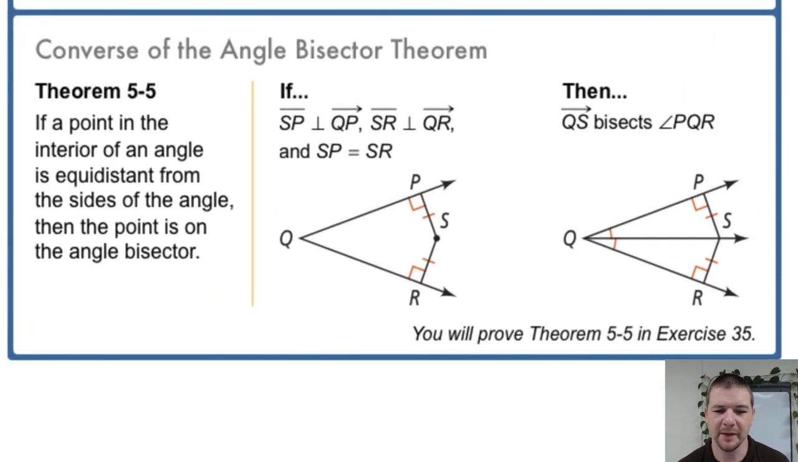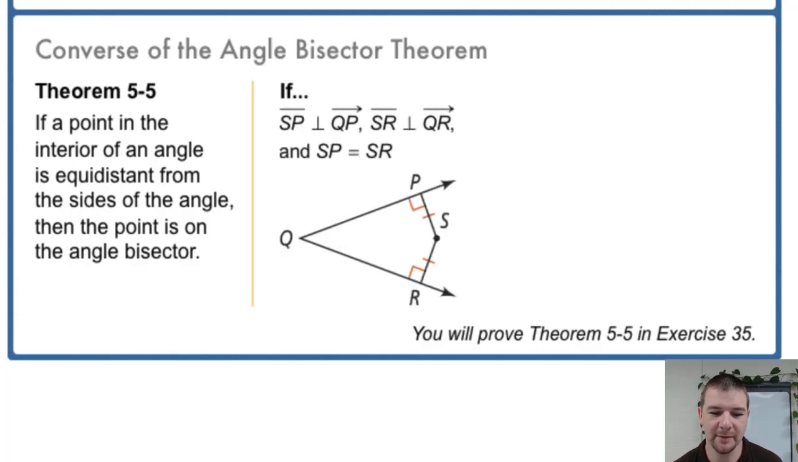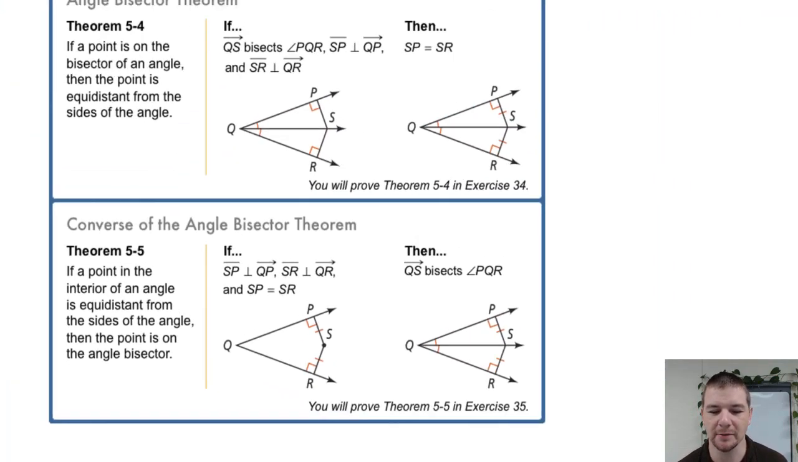Theorem 5.5, the converse of the angle bisector theorem, states if a point in the interior of an angle is equidistant from the sides of the angle, then the point is on the angle bisector. So, if segment SP is perpendicular to ray QP and segment SR is perpendicular to ray QR and SP equals SR, then ray QS bisects angle PQR.